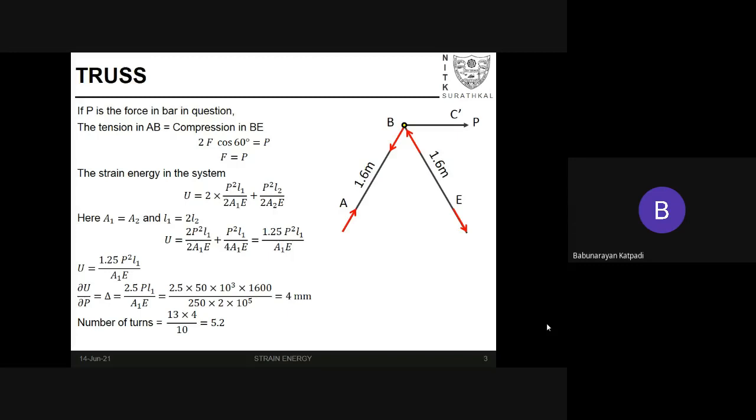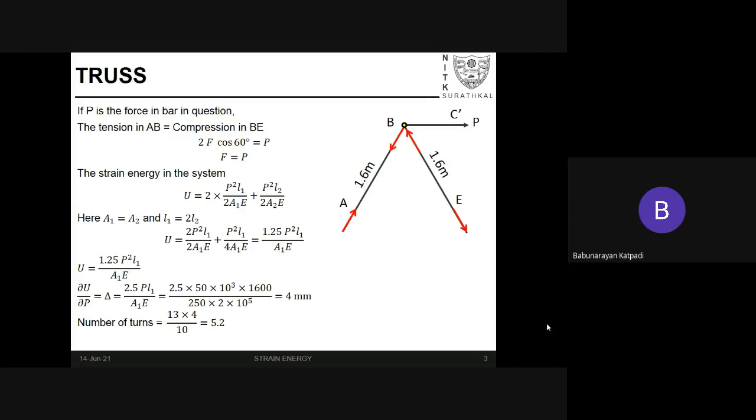And we use the method of joints to determine the bar forces. If the bar forces are F, here because of the symmetry, and also the vertical force balancing needs the bar forces to be the same. So 2F cos 60, since these bars are inclined at 60 degrees to the horizontal, should be equal to P. Sigma H is equal to 0 at the joint. So from that you will get the bar force as P. The bar force in AB and BE will be P each.